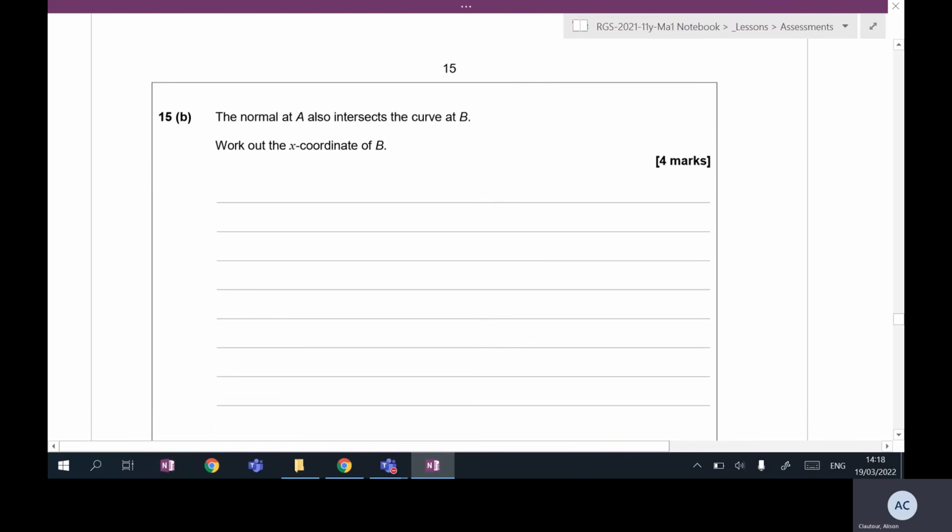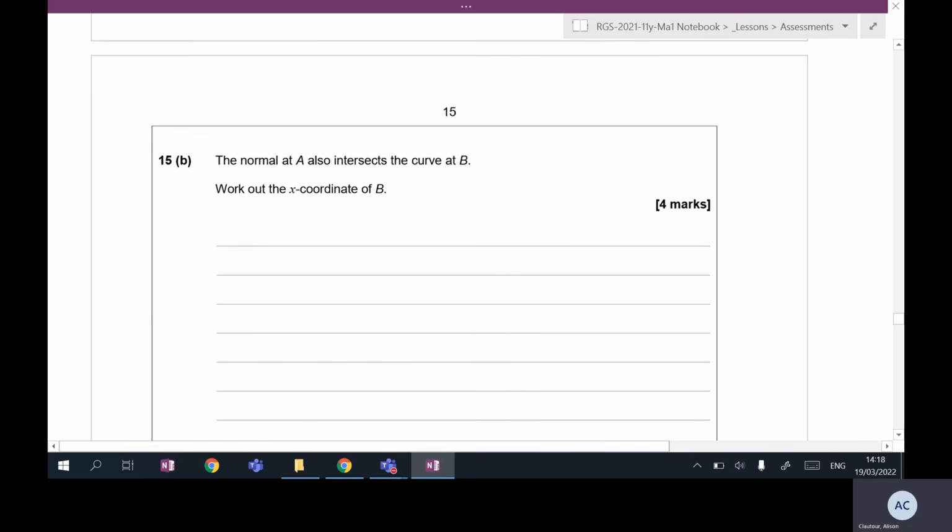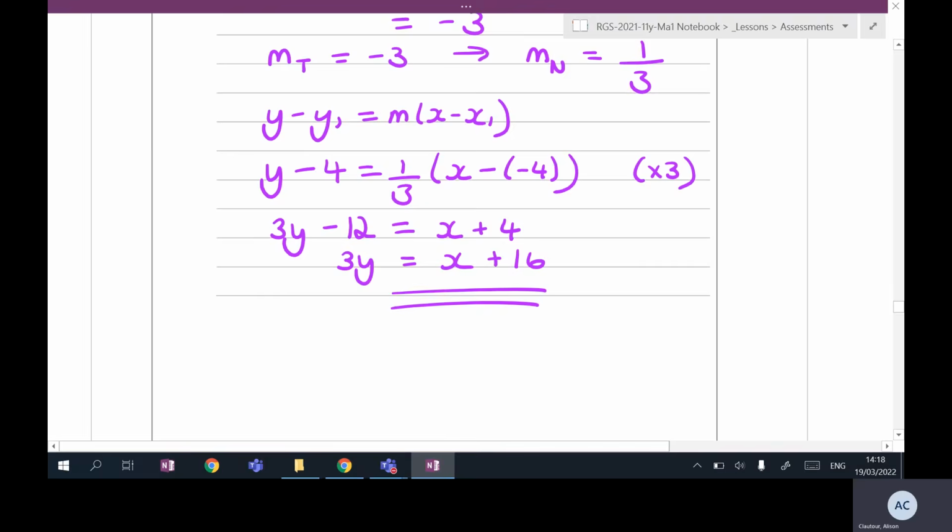Okay, the normal also intersects the curve at B, work out the x-coordinate at B. So this is also quite a common question because if you think about a curve, remember a tangent looks like that. Okay, so it will only intersect once. But a normal, the normal is a dotted line, will obviously intersect the curve again. So quite a common question. Just think about what you normally do if two curves or two lines intersect, you would make them equal to each other. Okay, if you've got y equals.